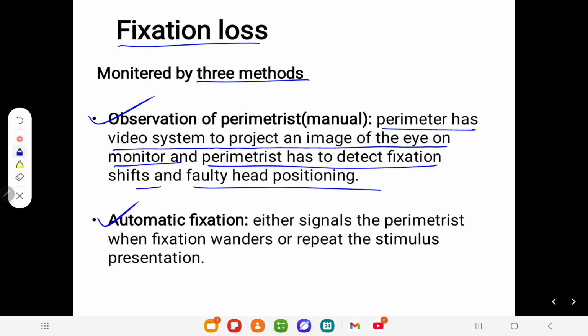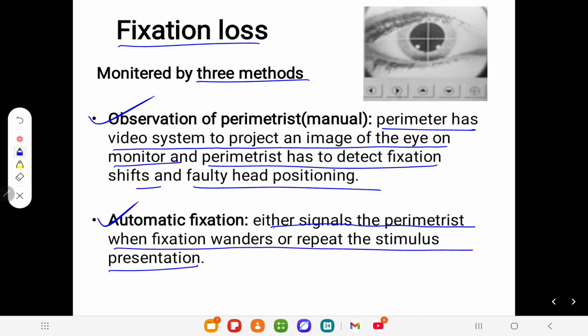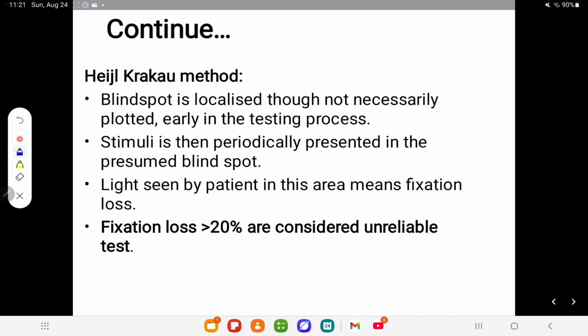Another thing is automatic fixation, where the perimetry signals when fixation wanders or on repeated stimulus presentation; it is called automatic fixation. That's how you look from outside, from the camera, and in your monitor you can see it. Another technique is the Heijl-Krakau method, and this is a very beautiful method. Depending upon this method, there is a fixation loss counting. In this case, the blind spot is localized through, not necessarily plotted, an early testing process.